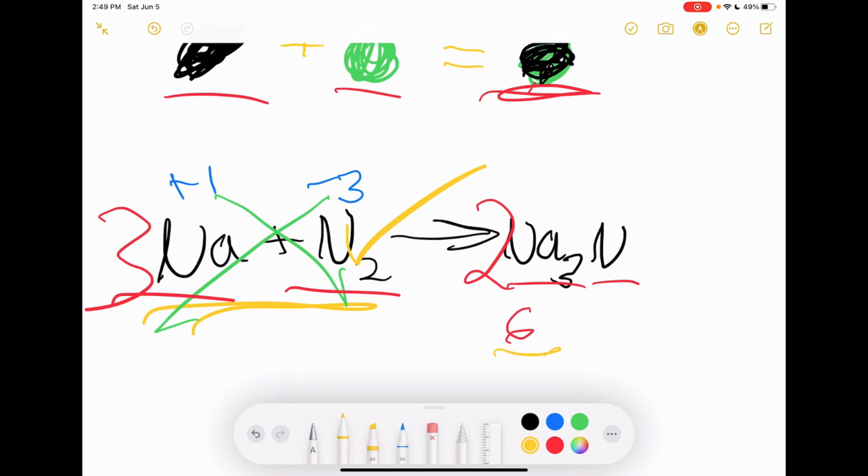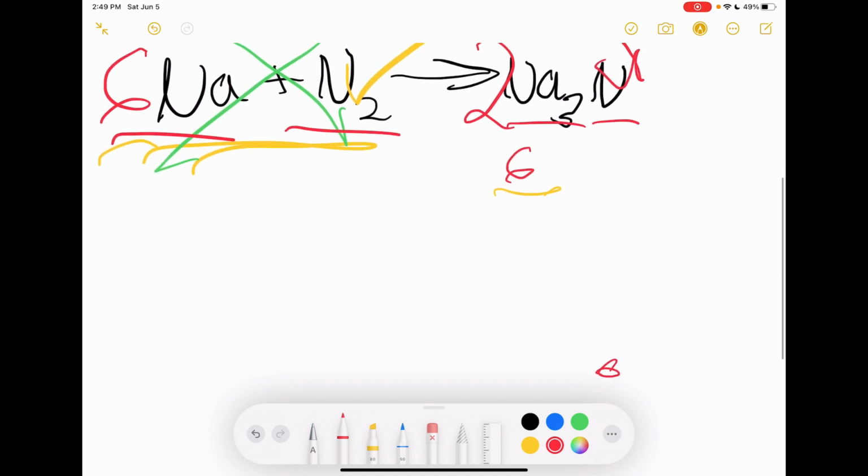We have 6 sodium over here. We have 3 over here. It's not balanced, our sodiums. So now we put our 6 over here to make 6 sodiums plus 2 nitrogen. 6 sodium, 2 nitrogen. We did it. Our equation over here is balanced.